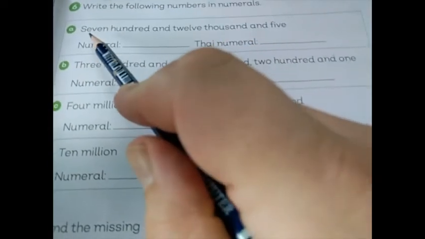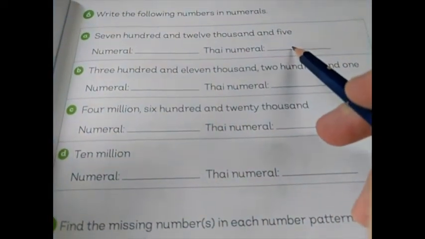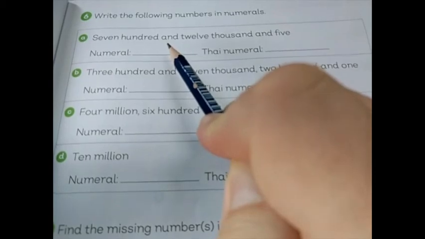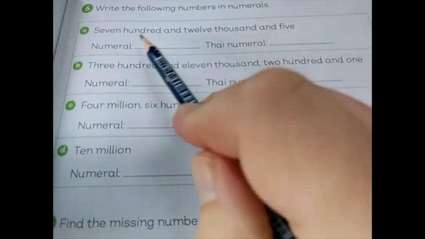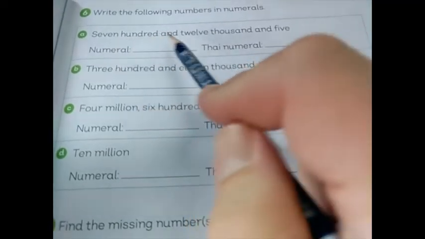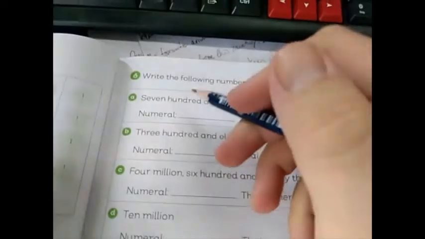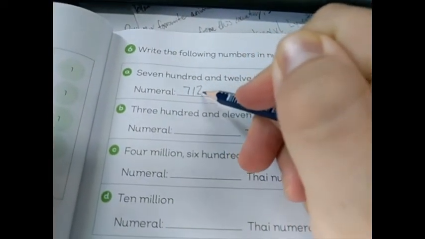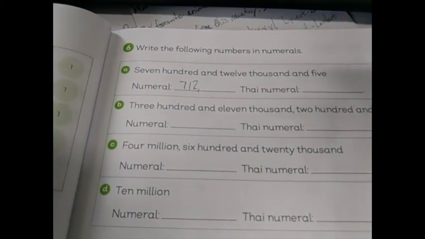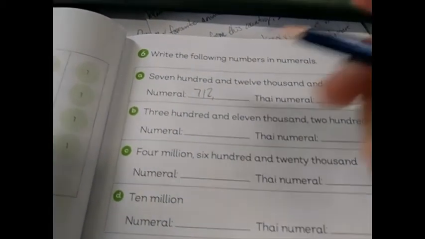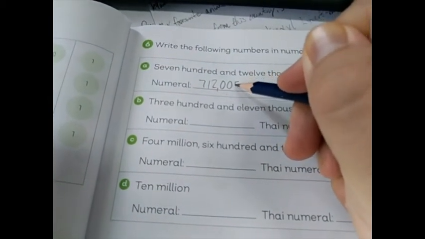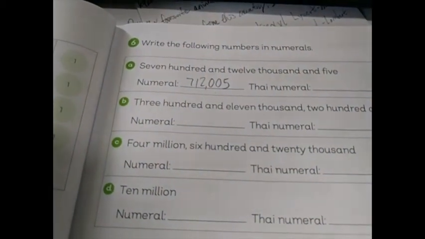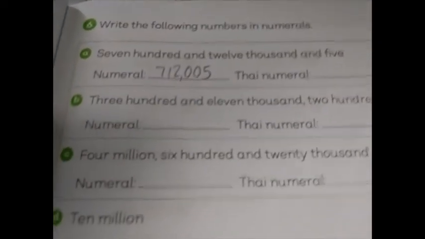So this time you're reading the number and you're writing it as a numeral. Okay, so you're writing it in the written number form. So 712,005. So 712,000 and 5. There's no hundreds, no tens, but there is a 5. Okay, and then write it in the time numeral as well, which I'm afraid I don't actually know myself.